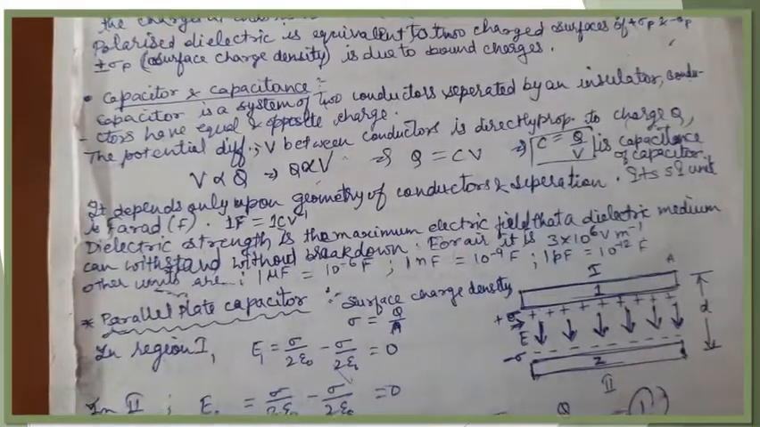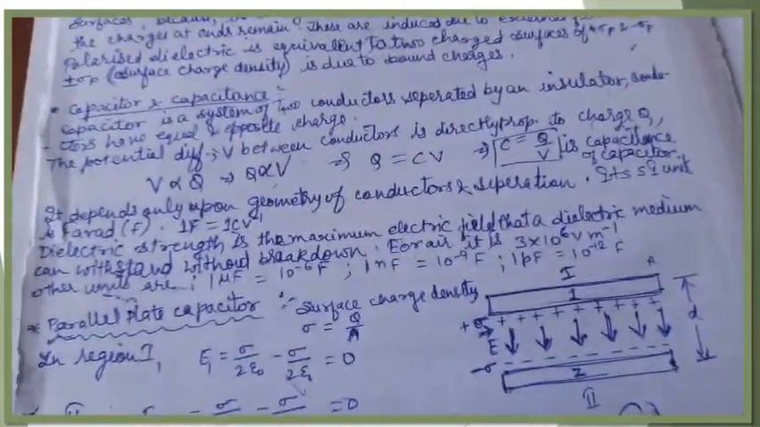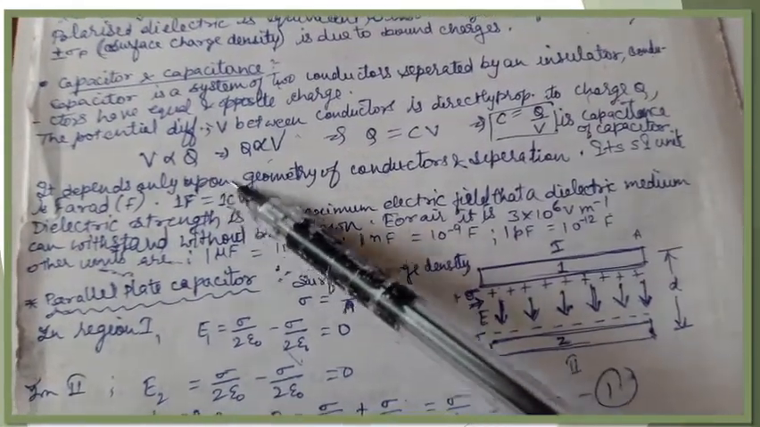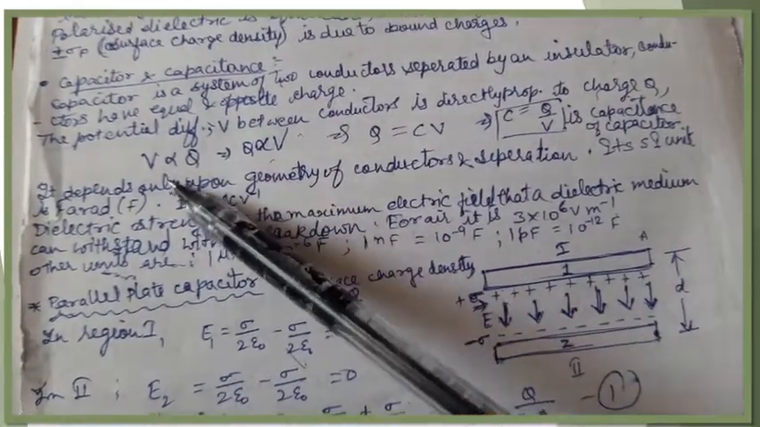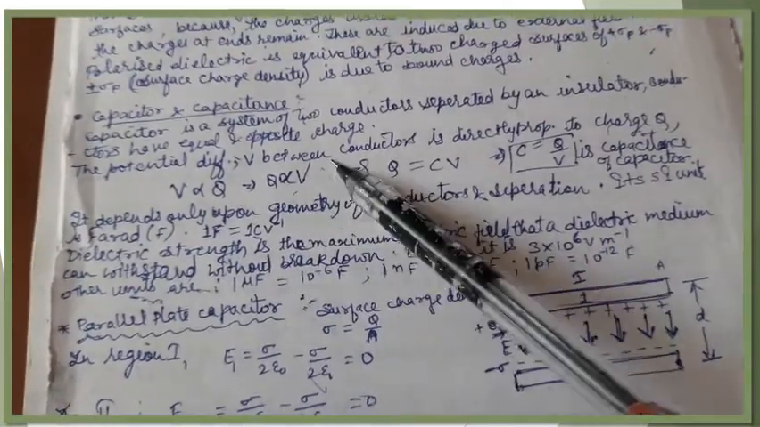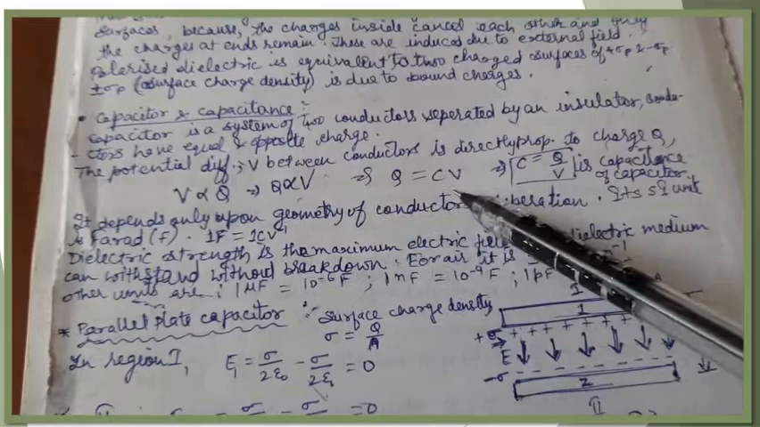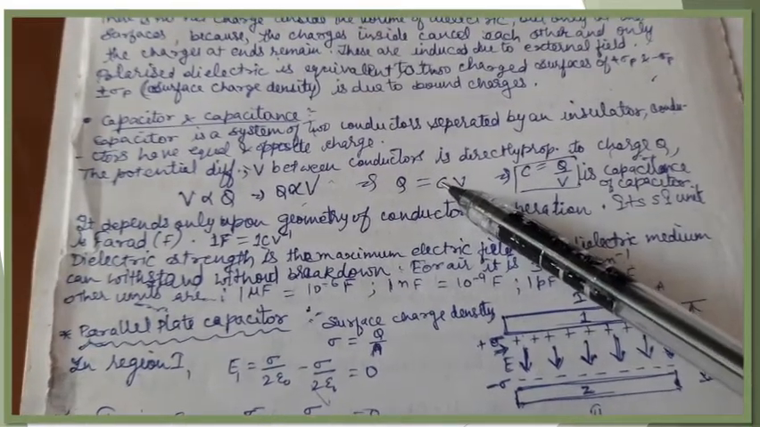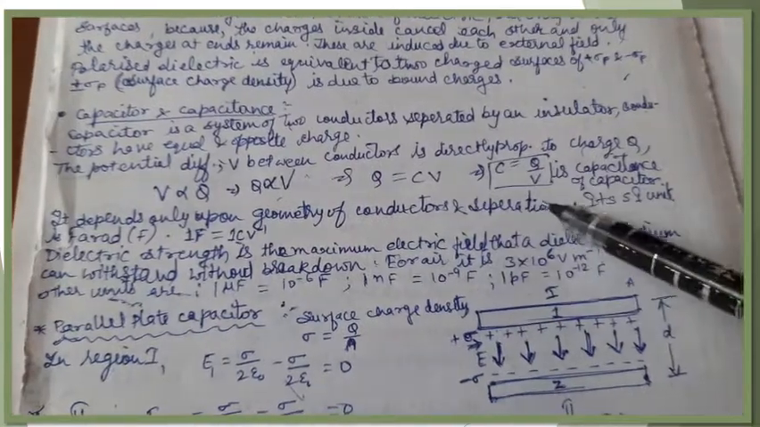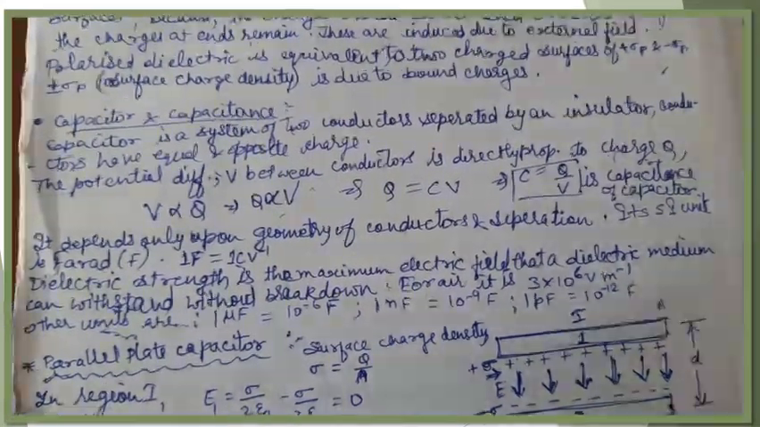Now, the potential difference between the conductors is directly proportional to the amount of charge Q. That is, V is proportional to Q. It means Q is proportional to V the other way. And when we remove the proportionality sign, we put a constant of proportionality, capital C, where C can be written as Q by V, and it is known as the capacitance of the capacitor.